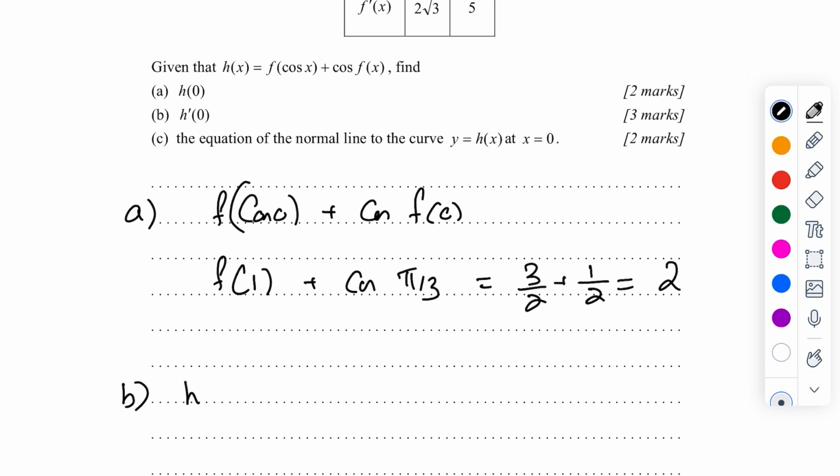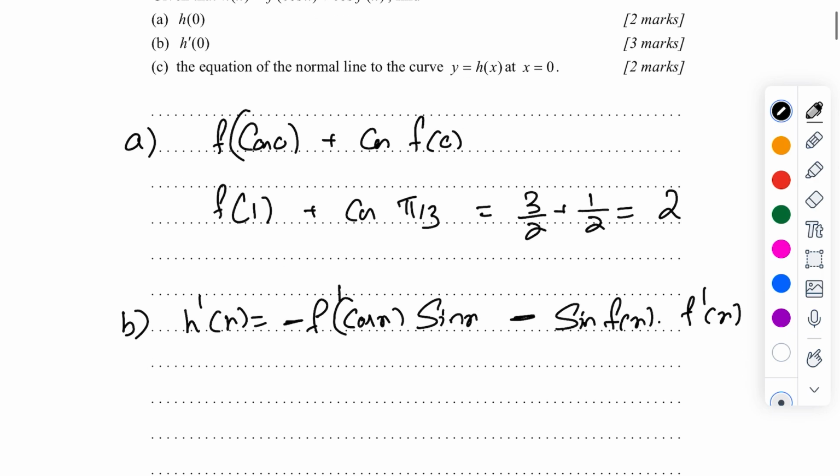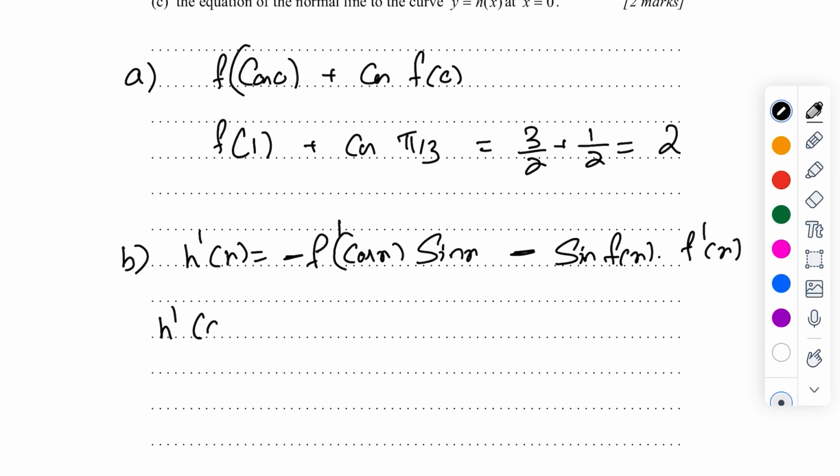Part B, h prime x. First of all, I'll find h prime x. So chain rule, f derivative is f prime of cos x. Then cos x derivative is minus sin x. Next, cos of f of x derivative is minus sin of f of x. F of x derivative is f prime x. Now I require h prime of 0.